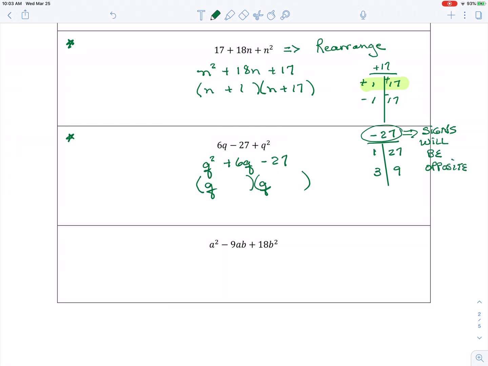So the question is, I think you can see maybe the 3 and the 9 are the ones. Do I want a positive 3 and a negative 9, or do I want a negative 3 and a positive 9? The reason I'm going to choose this negative 3 and positive 9 is because I want a positive 6 here in the middle. So you can see if you multiply those two, you get negative 27. If you add those two, you get positive 6. So let me go in here and put a minus 3 in one and a plus 9 in the other.